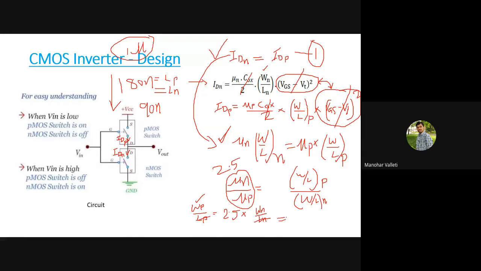So finally what you will get? The width of the PMOS transistor is equal to 2.5 times the width of the NMOS transistor. This is one design parameter to be remembered. Always the width of the PMOS has to be more than the width of the NMOS because the mobility of the electron is more compared to the mobility of the hole.